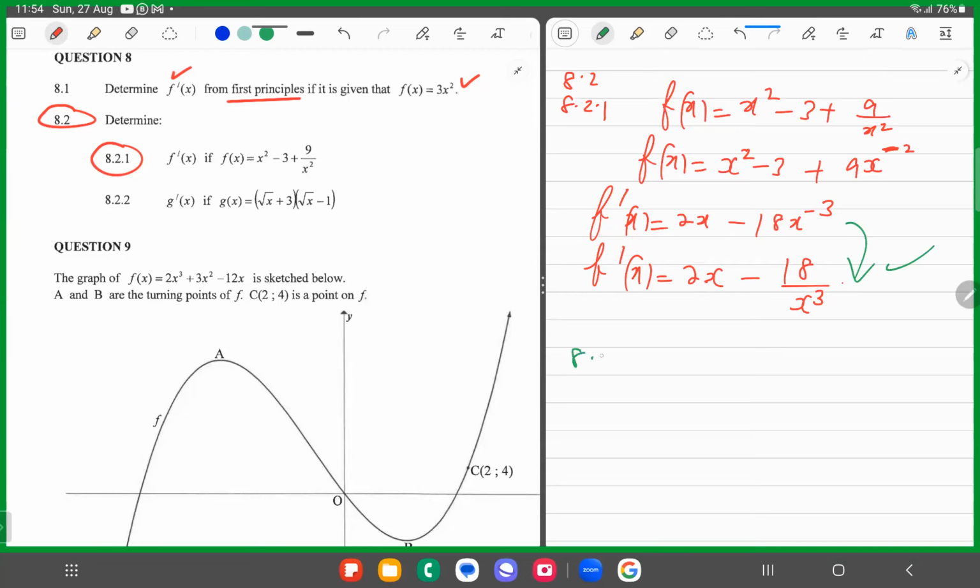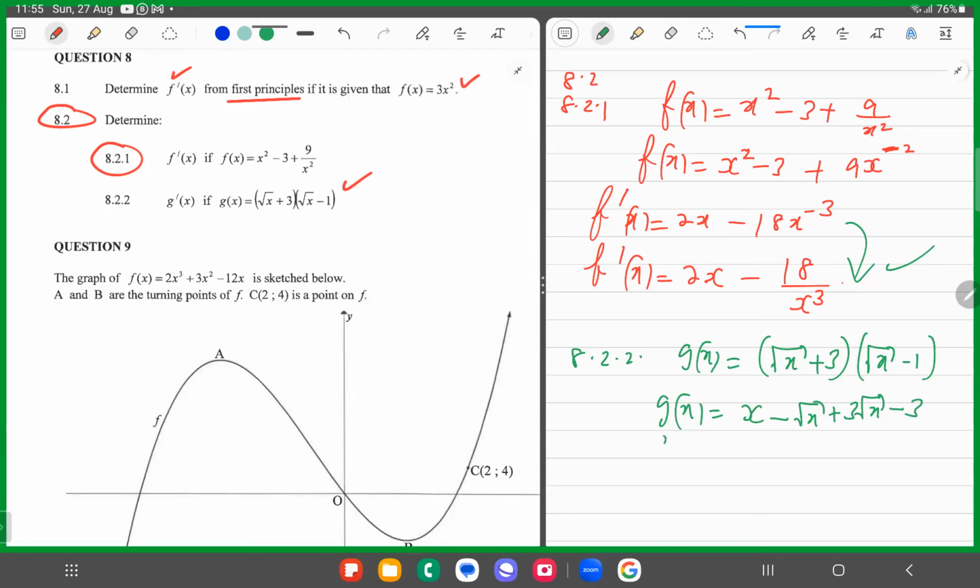Right, the next thing is to look at 8.2.2. G prime of x, when that is the case, so you have g of x, which is plus 3. Okay, we have x plus by x, which is x, minus the square root of x, plus 3 the square root of x, minus 3. So which is x minus 3 plus 2 the square root of x.